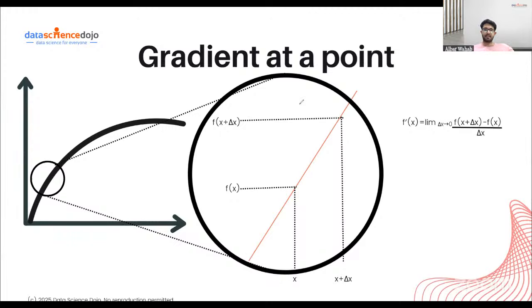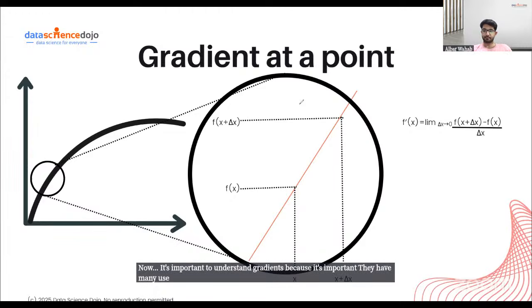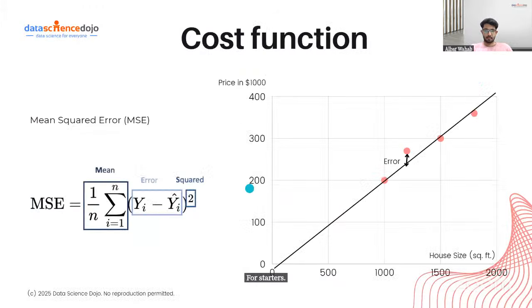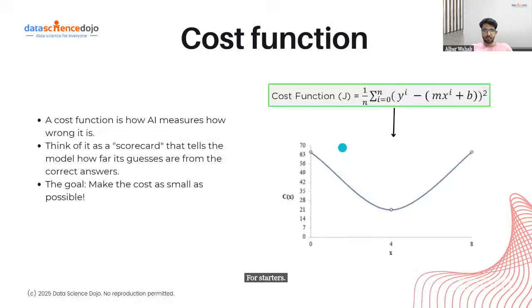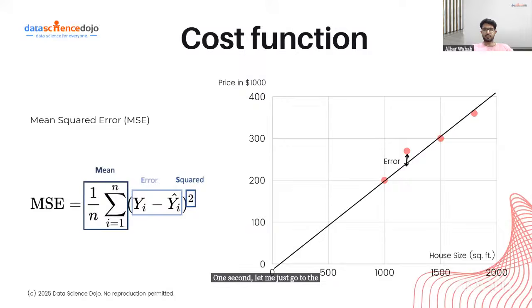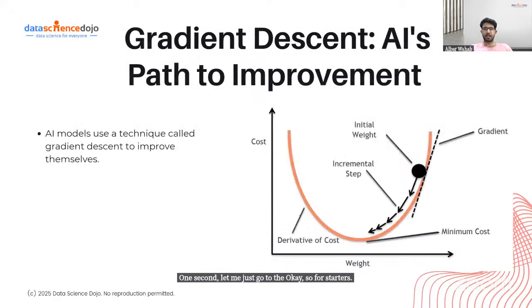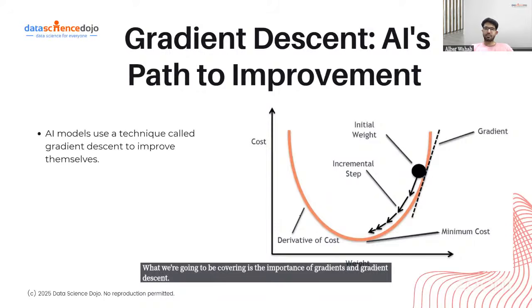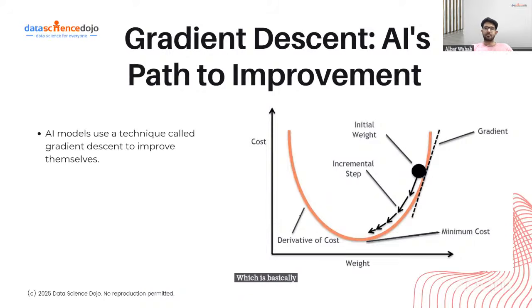It's important to understand gradients because they have many use cases in AI. For starters, what we're going to be covering is the importance of gradients in gradient descent, which is basically a way AI can use to improve itself. If you have any sort of model and you want to make it better, gradient descent can help you achieve that process.